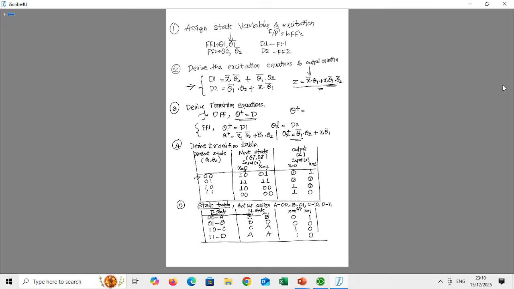Now having represented this, we are left with the last step of the analysis of a synchronous sequential circuit. This state table clearly indicates that given any state of the flip-flops, if the proper inputs are given, that is X equal to 0 and 1, and the clock signal is applied to the circuit, it will take the transition from one state to another state. Representing these transitions in a pictorial format is called a state diagram. So let's draw the state diagram.